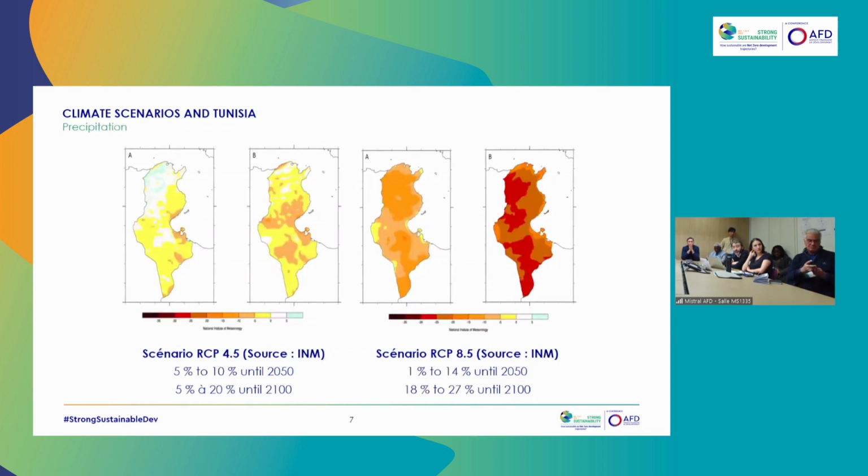And this is the same graph for precipitation. Again, looking at the right-hand side, the loss of precipitation is between 1 and 14% until 2050 and 18 to 27% until 2100. And keep in mind, we're already talking about a country that is deprived of water resources, so these values are quite significant. The other problem is not only the loss of precipitation, but its irregularity. The rain doesn't fall gradually and consistently; rather, it doesn't rain, and then there's flooding afterwards, which of course does not help agricultural production. So this is the scale of the problem.